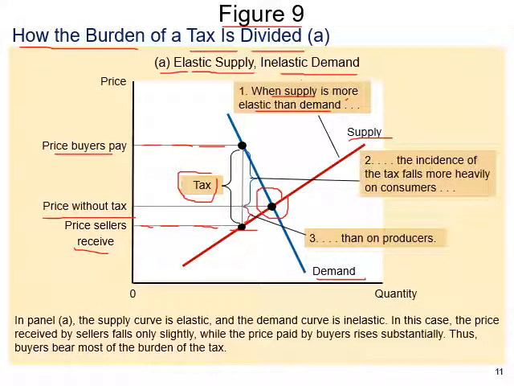Because the supply is more elastic than demand, the incidence of the tax falls more heavily on the consumer. The buyer has to pay more of the taxes. You can see that the tax paid by the buyer is this much, and the tax paid by the seller is represented by that much. So the seller pays less tax than the buyer because supply is more elastic than demand.